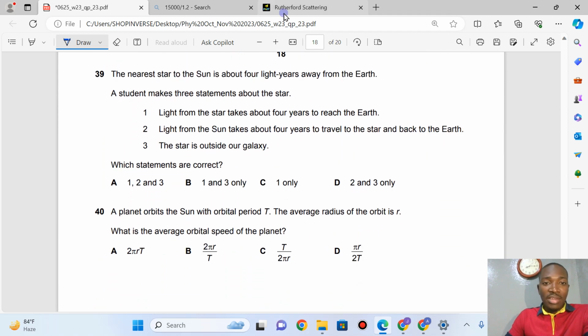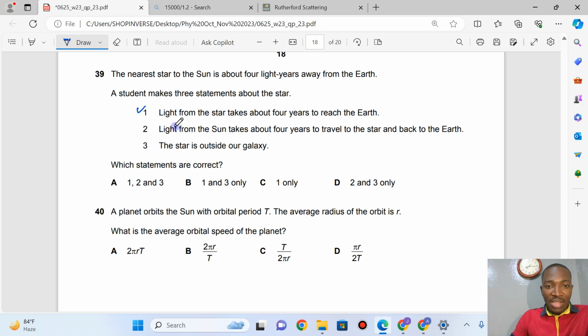Number 39. The nearest star to the sun is about 4 light years away from the Earth. A student makes 3 statements about the star. Light from the star takes about 4 years to reach the Earth. Yes, approximately 4 years to reach the Earth, because the Earth is close enough to the sun when compared with 4 light years. So this is correct.